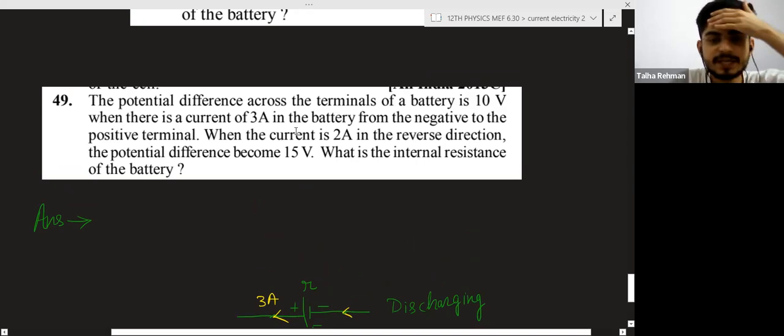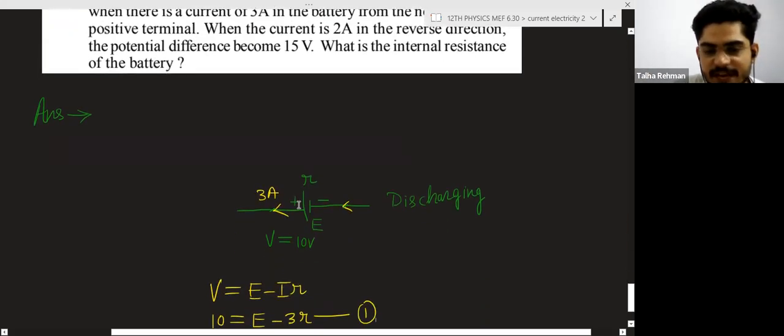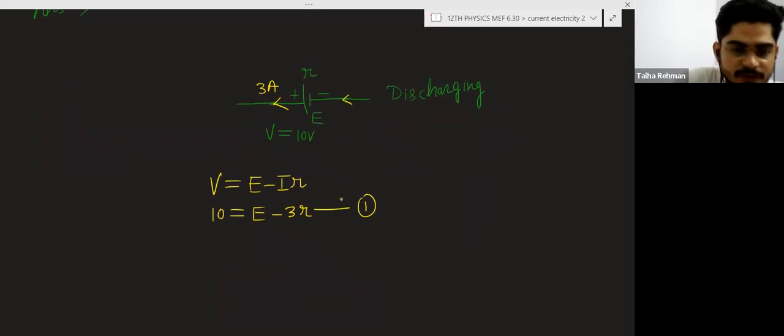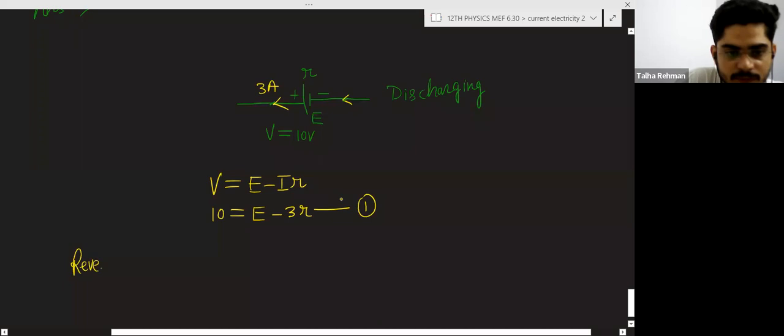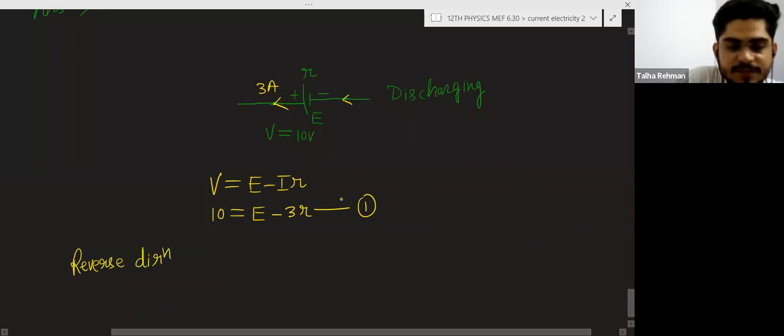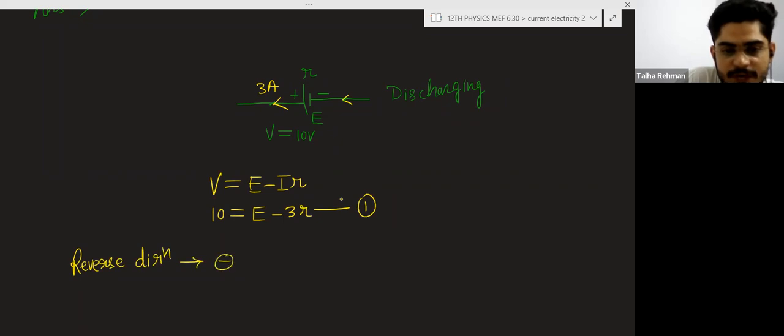And after that they are saying when the current is 2 ampere in the reverse direction. Reverse direction means the current will be from negative to positive. And this means the charging condition.